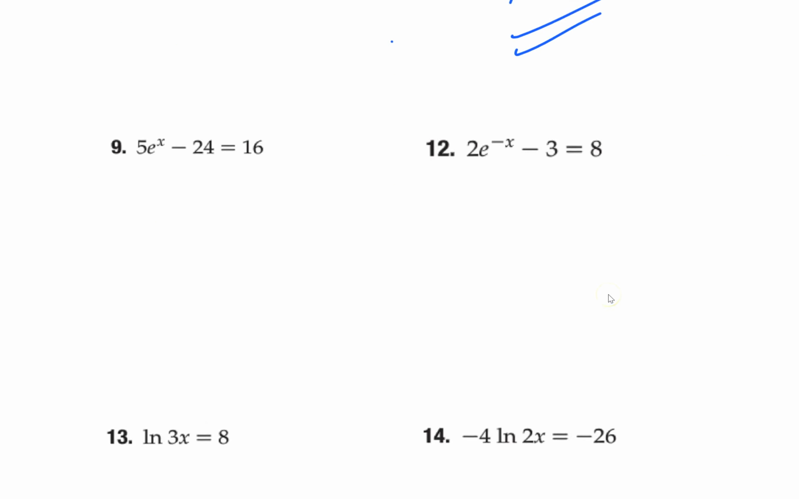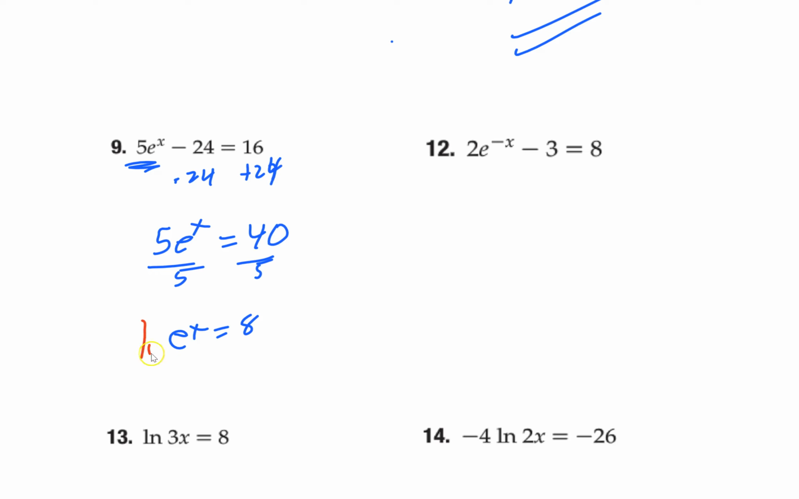Let's move on. A little tougher. Like, oh, there's more stuff there. Oh, what am I going to do? Well, you're just going to add 24 to both sides, right? Try to isolate this. 5 e to the x equals 24 plus 16, so 40. Now here, again, still cannot take natural log. There's a 5 there. Get that 5 out of the way. Divide by 5. e to the x equals 8. And now, e to the x all alone, perfect. Take natural log of both sides. These cancel out. x equals natural log of 8.